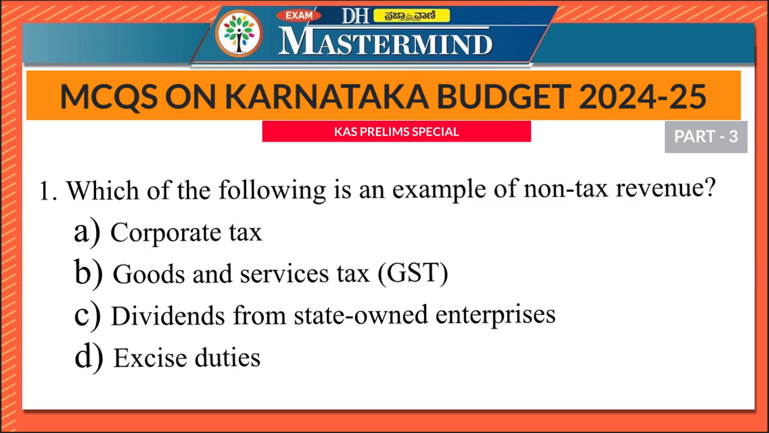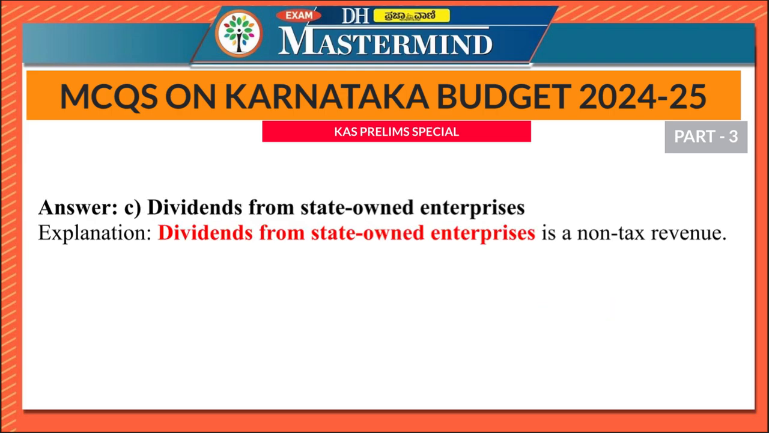Which of the following is an example of non-tax revenue? Corporate tax, goods and services tax, excise duties, dividends from state-owned enterprises. So here corporate tax comes under tax revenue, goods and services tax come under tax revenue, excise duties come under tax revenue. The right option is option C, dividends from state-owned enterprises. So the right answer is dividends from state-owned enterprises.